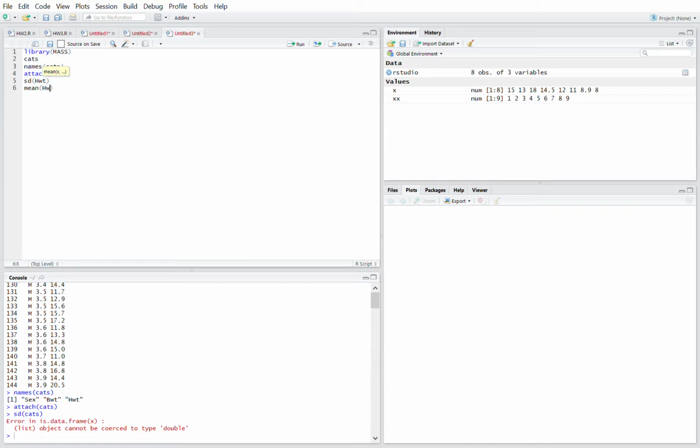Length is the command to get n. Length gives you how many observations you have. If I only have one variable, it gives you the n for that variable. Here's another command you can use.